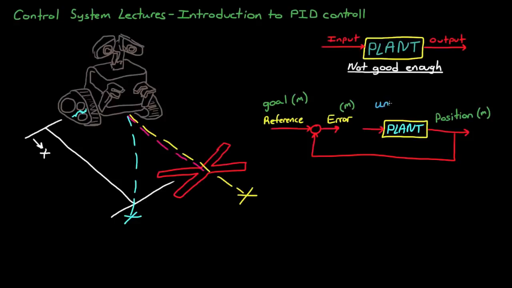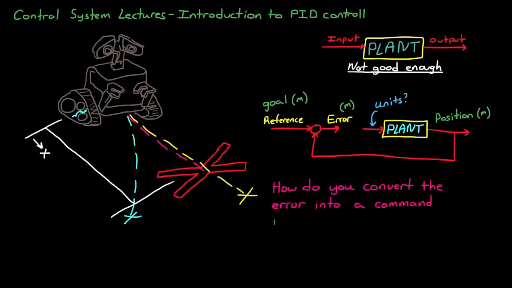So at this point, we need to figure out how to convert an error signal that has units the same as the output of the plant into an input signal that has units that may or may not be the same as the output. And in addition to just changing the units, the error needs to be adjusted in such a way that the input into the robot causes it to eventually reach the red X. And this is exactly what a controller does. It takes the error signal and converts it into a command that is then sent into the plant.